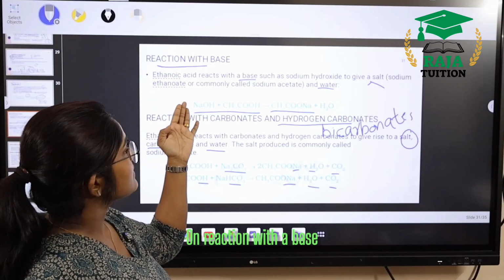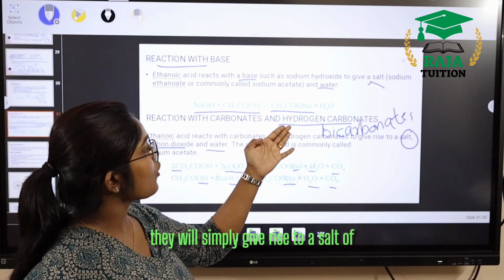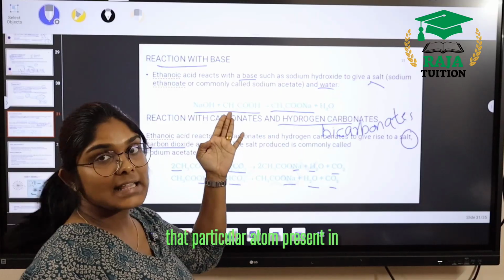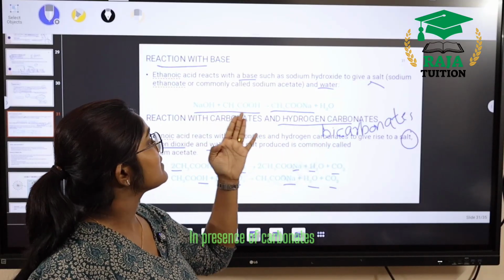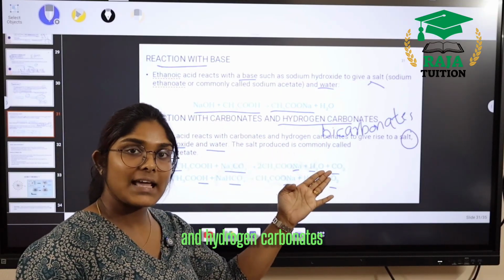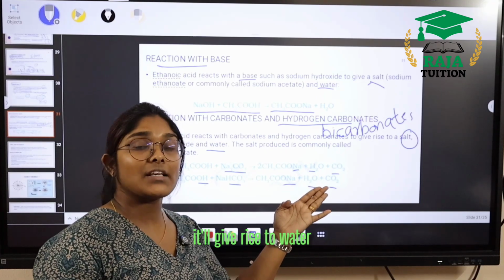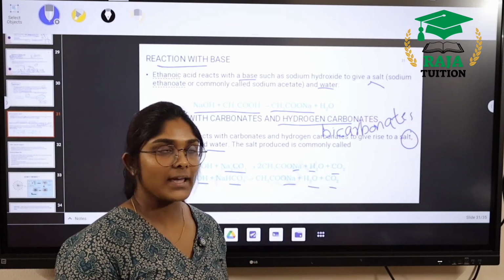On reaction with the base, they will simply give rise to a salt of that particular atom present in that base, and water. In the presence of carbonates and hydrogen carbonates, along with that sodium salt, it will give rise to water and carbon dioxide. Okay.